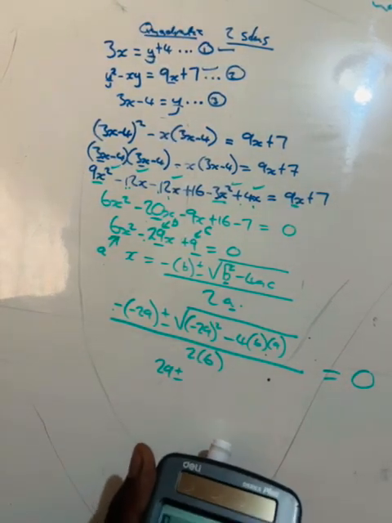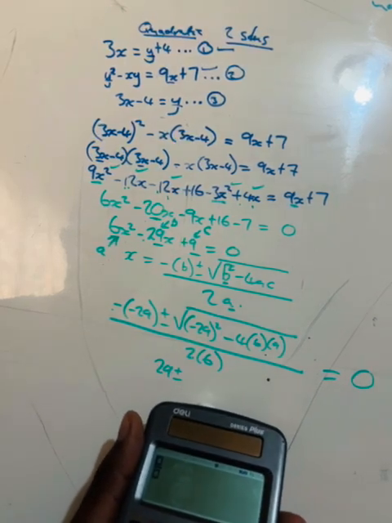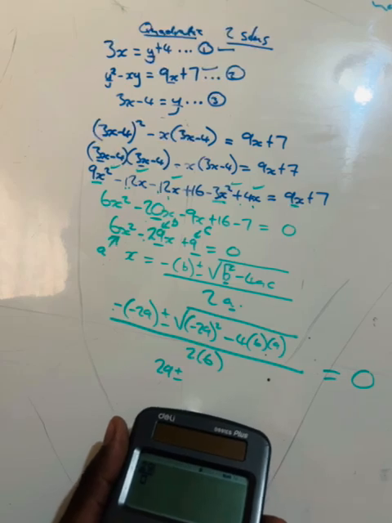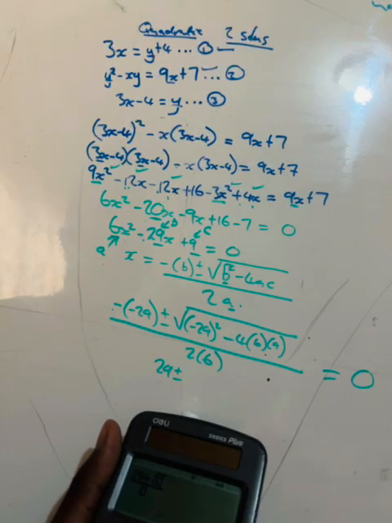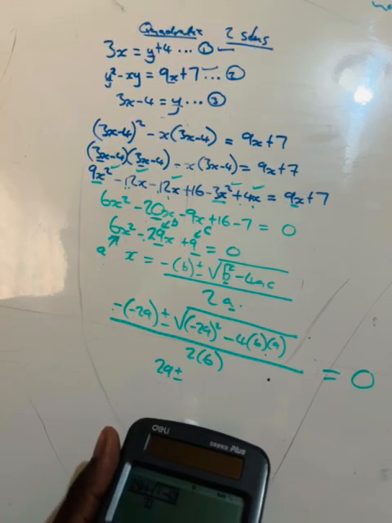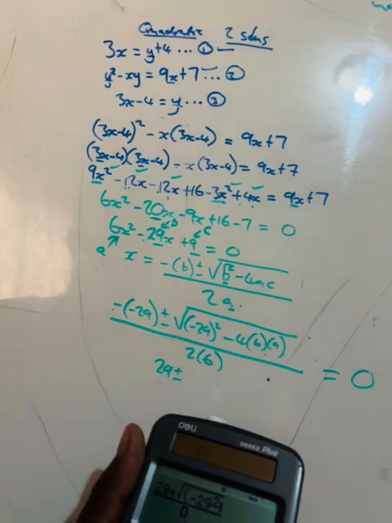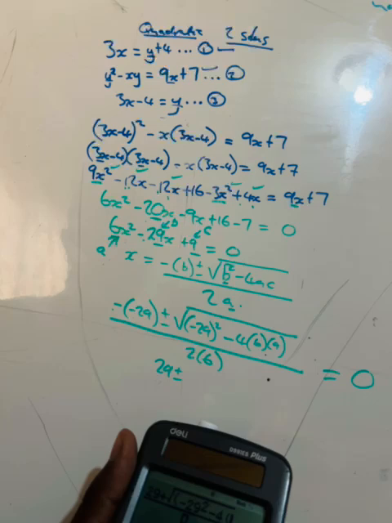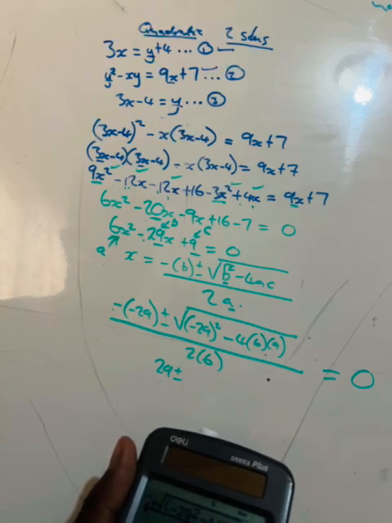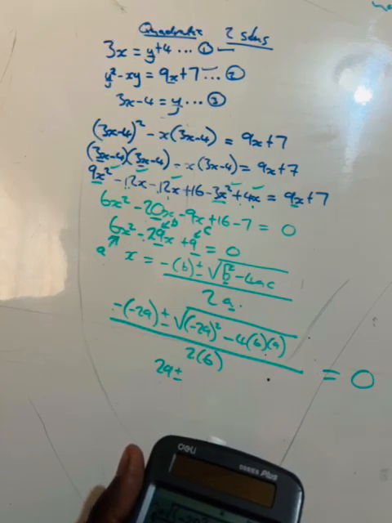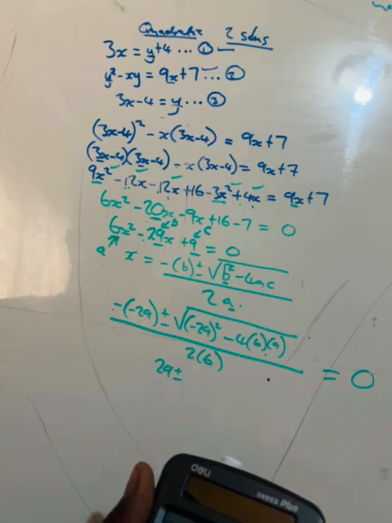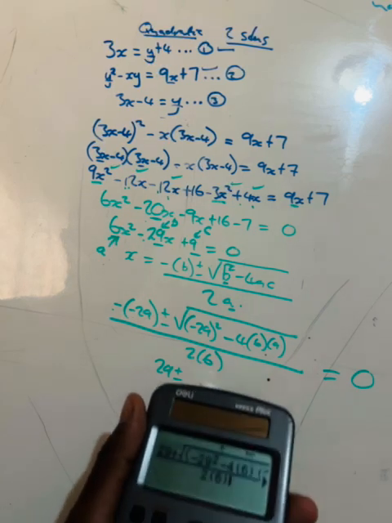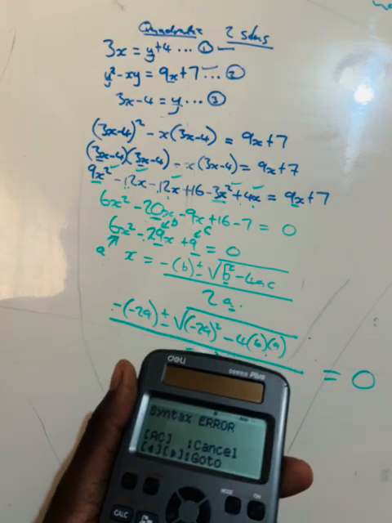So I'm going to say this. I've got a positive 29 and a plus, so I'm going to find the answer for plus first. Then I say square root of what? Open bracket, negative 29, close bracket, squared. Then minus 4 multiplied by a, which was 6, close bracket, multiplied by our c, which is positive 9, all over 2 multiplied by 6, and 2 multiplied by 6, we know that it's 12, right? Then we say is equal to, it's giving us an error.